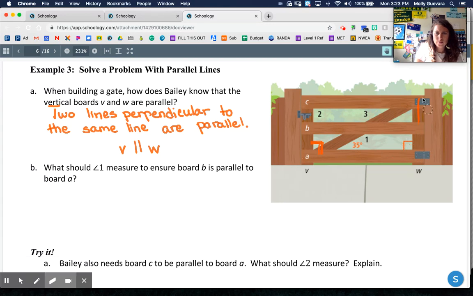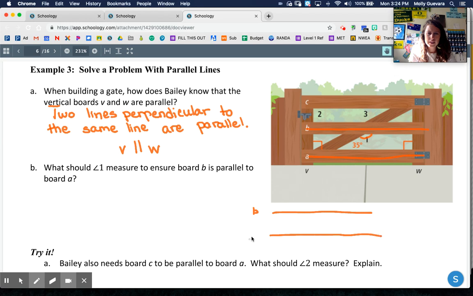Let's get rid of this so we can simplify it a little bit. There we go. Part B says, what should angle 1 measure to ensure that board B, right here, is parallel to board A? So if I draw this separately, just to help us visualize, here's B, here's A, and I have this weird board going through, and this one is 35, and I want to know what this has to be.